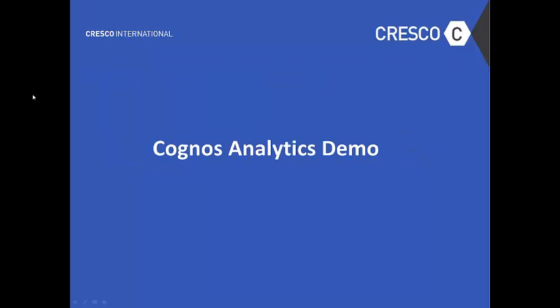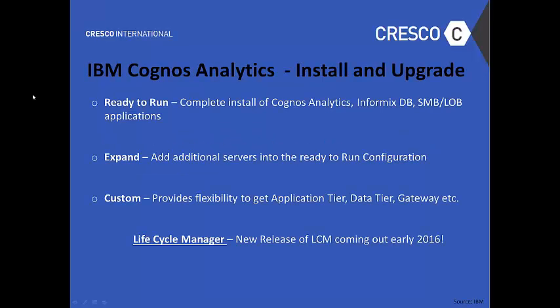I think I have one more slide to talk about. Yep. So if you're moving towards getting this, there are three different options of installing. Either you can do ready to run, which is an option when you install this, which is a complete install of Cognos Analytics. It includes an Informix database, which is typically used for small, medium-sized businesses and line of business applications. The other option is the expand, where you can start adding additional servers to that ready to run configuration.